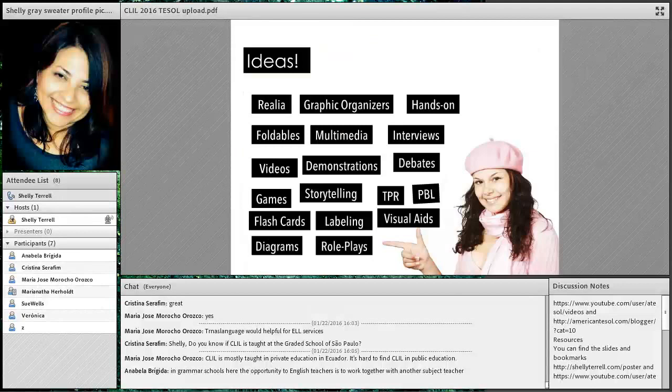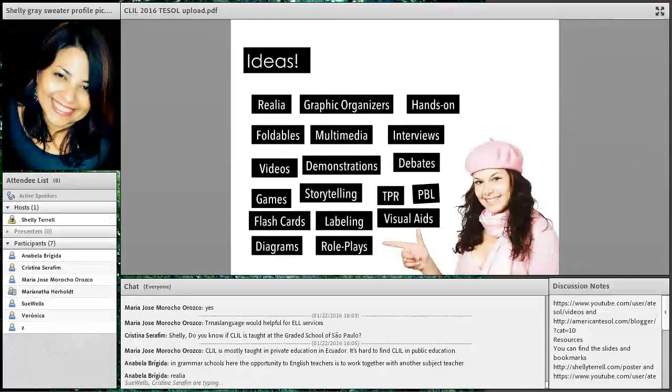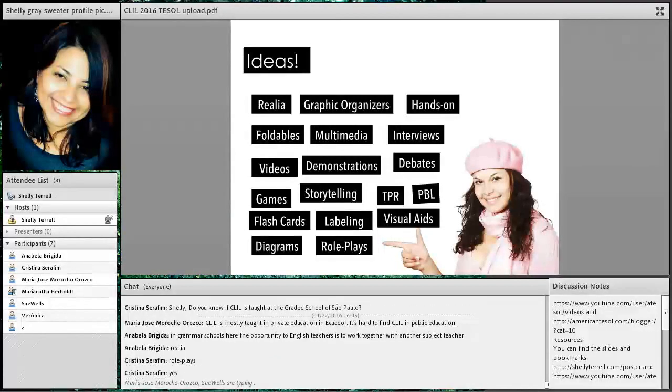So here's a lot of ideas, and there's many, many, many more ideas out there. Realia. So in the chat box, you can type in some of these ideas that you already have used. For example, I'm sure some of you may have used digital storytelling or storytelling, where your students write stories. Maybe TPR. Anybody know what TPR is? A total physical response. Yes. Okay. Annabella says she does Realia.